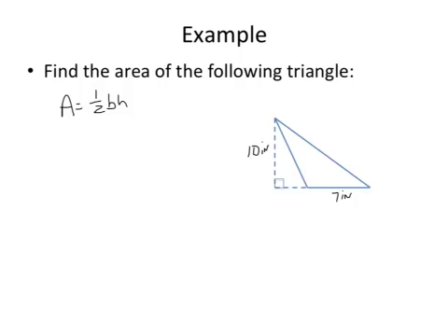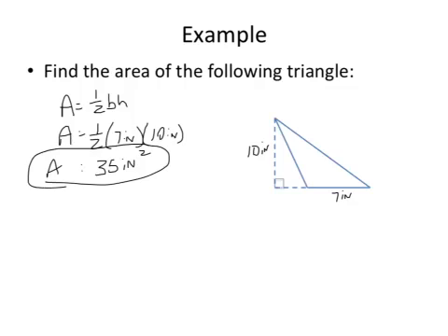Here I've drawn in some dimensions. We have a base length of 7 inches and a height of 10 inches. So my area is going to be 1/2 my base, which is 7 inches, times my height, which is 10 inches. So that will be 1/2 of 70, which is 35 inches squared for that area. Again, the math here is pretty easy for now. Of course, it always gets more difficult because otherwise, why would you be in the class?